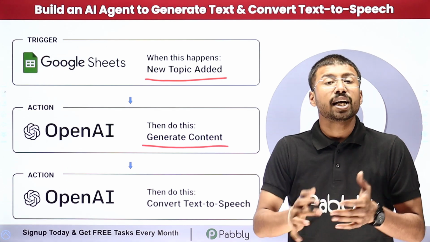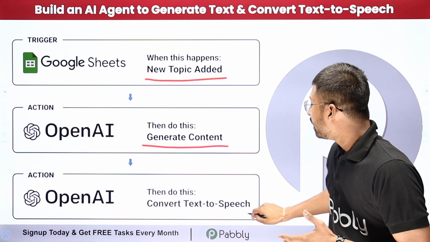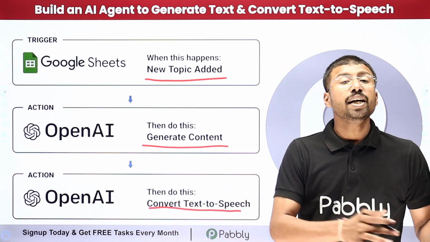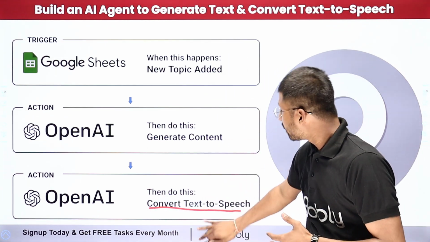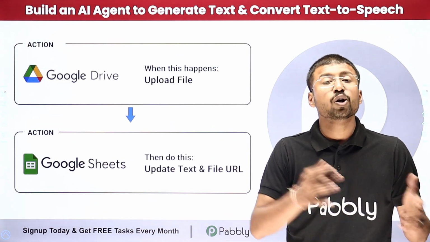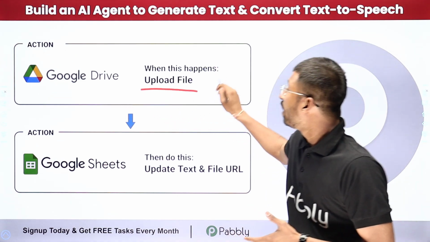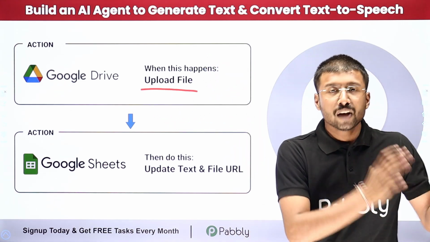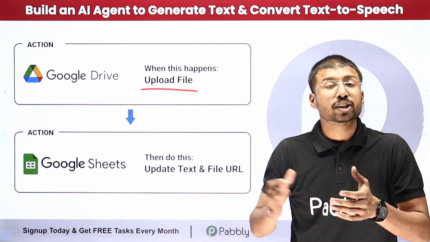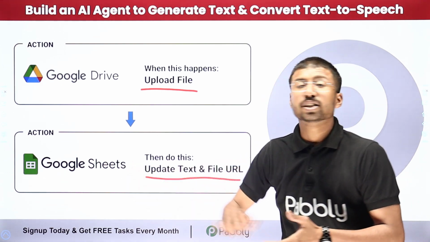Then after that, this AI agent will send the same generated text content to OpenAI once again and basically convert the text content into a speech. After converting the text content into speech, we are going to get the MP3 file of the speech, the audio file. We are going to upload that same audio file in our Google Drive, and after uploading it into Google Drive, we are going to update the generated text content and the Google Drive file link back in our Google spreadsheet in the same row.